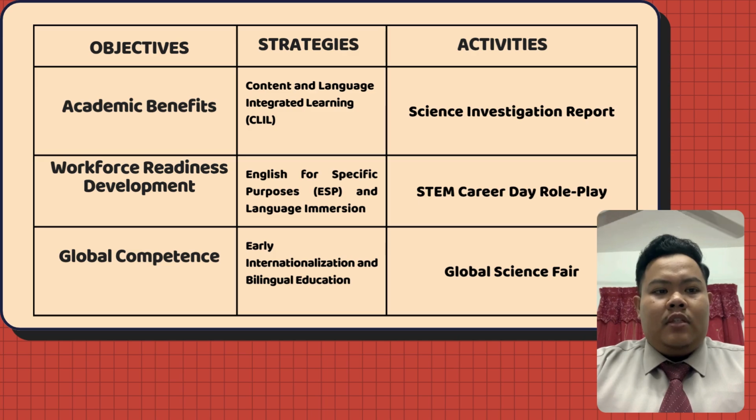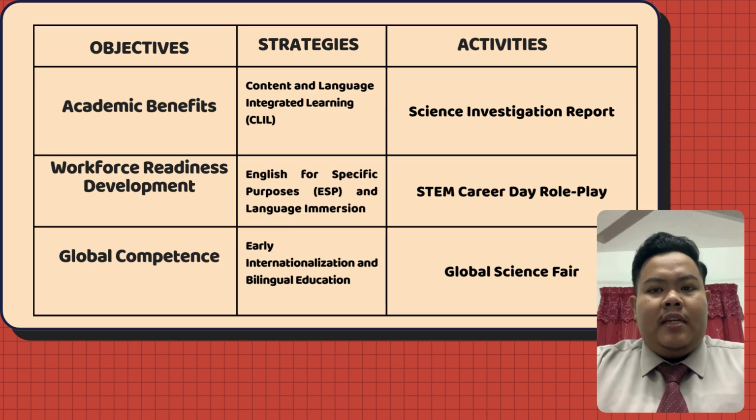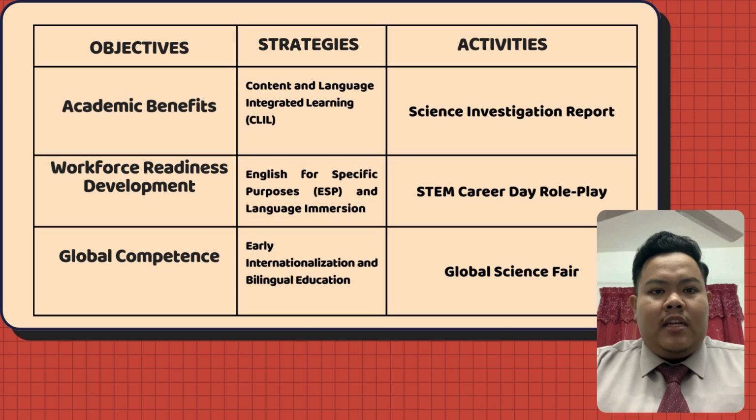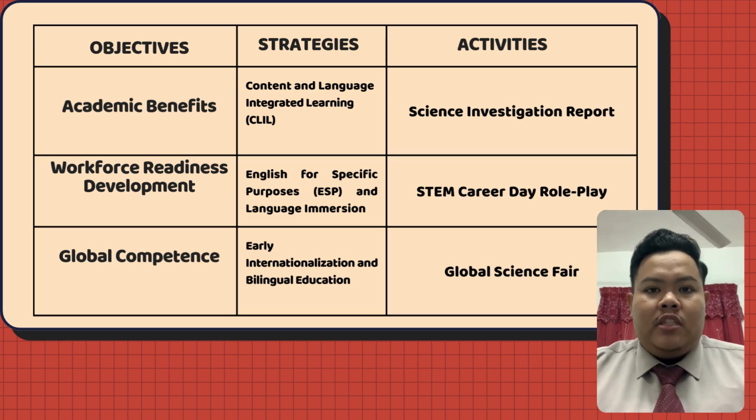The second objective is workforce readiness development. So the strategy is English for Specific Purpose, ESP, and language immersion. The DLP also focuses on teaching English that students will need in their future careers, especially in science and technology. This is called English for Specific Purpose (ESP).